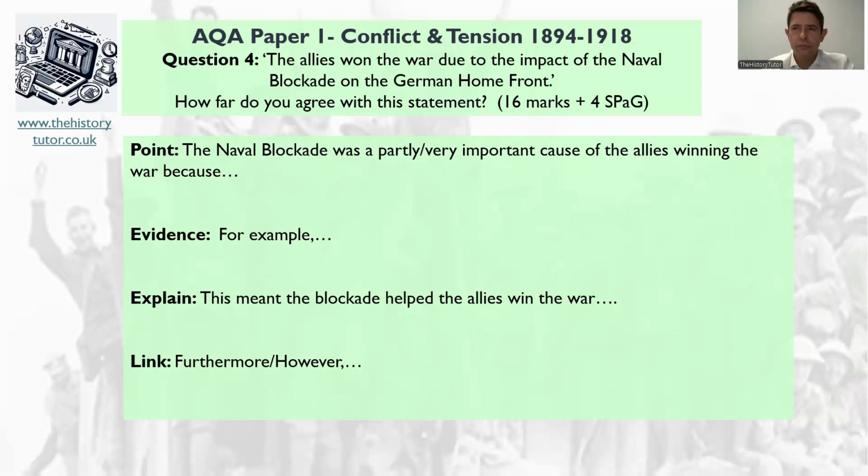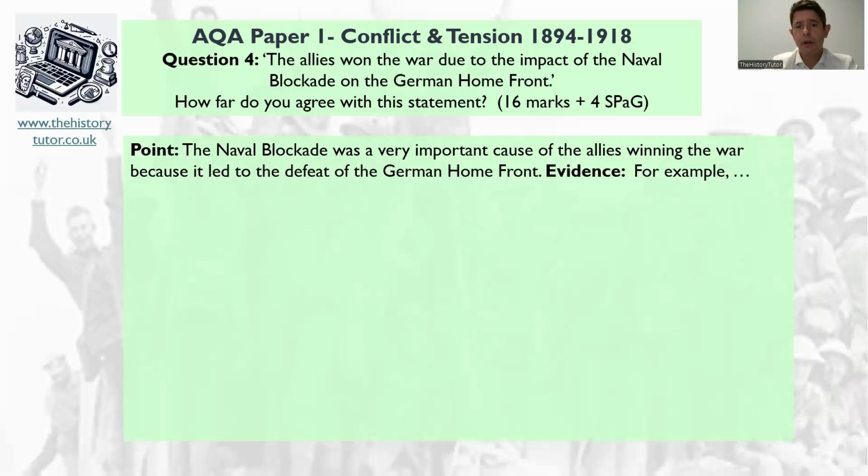Okay, you've paused me, you've written your example. So here we go. The naval blockade was a very important cause of the Allies winning the war because it led to the defeat of the German home front. Okay, so in an all-out total war, the defeat of the home front is pretty important. So, for example, how do we back up that the home front was badly impacted? Give some of those examples we talked about in our plan. Over to you, write the examples.